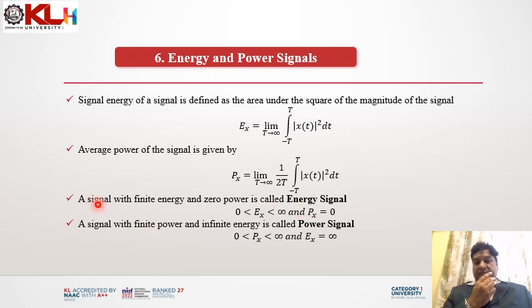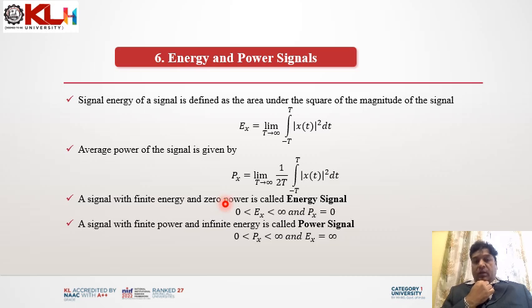Now what is an energy signal? An energy signal is a signal that has finite energy, and it satisfies this condition: E_x should be less than infinity, and at the same time E_x should be greater than 0. So E_x must not be 0. For this type of energy signal, the power of the signal will be 0, P_x = 0. So we can always say the energy signal has 0 power.